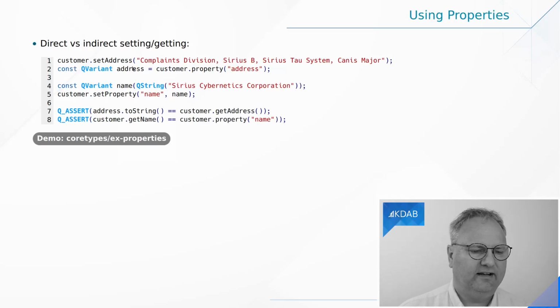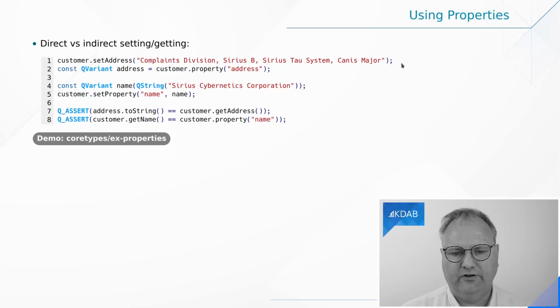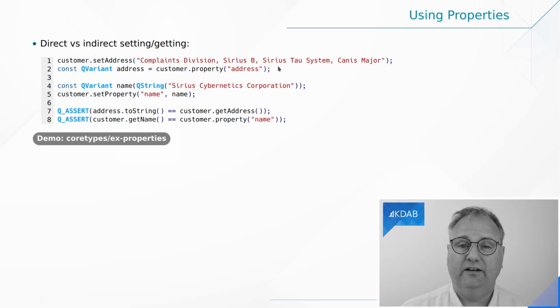My customer, I can set the address to be this address here. This is the complaint division on Series B, and bonus points for the first one who in the comments below can tell me where this is.